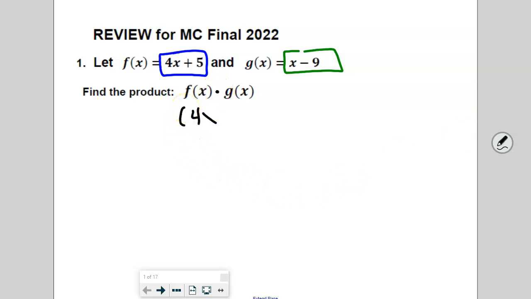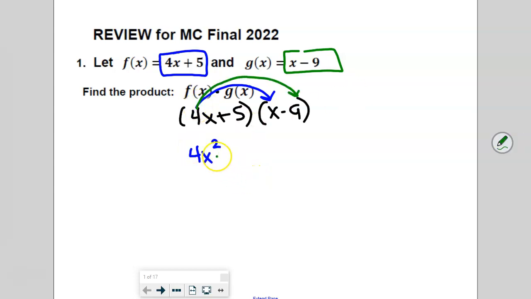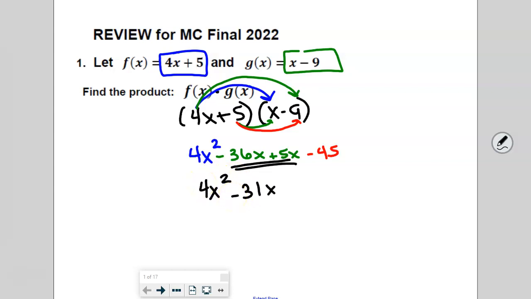So we remember from a pretty recent test that multiplying together binomials means we need to use parentheses, and then we're going to distribute. So 4x times x is 4x squared. And then we've got a minus 36x. And then over here, a plus 5x. And then finally, a negative 45. Now this will not be an answer choice because it would not be the simplified version. We're going to want to add these together. And then on a multiple choice test, we'd be looking very carefully for 4x squared minus 31x minus 45.